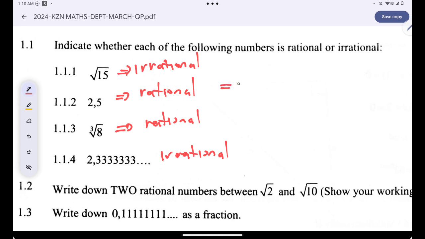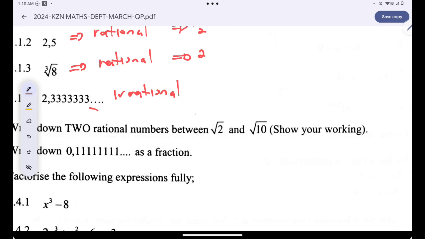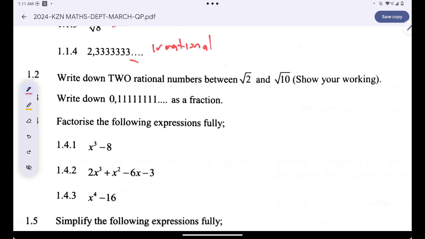This one I said it's rational because you can simply write 2.5 as 5 over 2. The cube root of 8 is equal to 2. However, the last two, the first one and the last one, they have long decimals, so we regard them as irrational numbers.